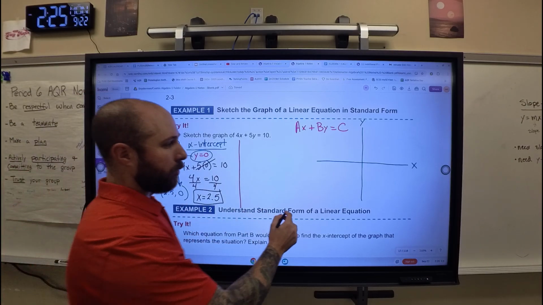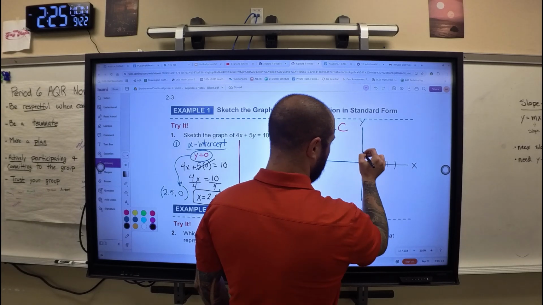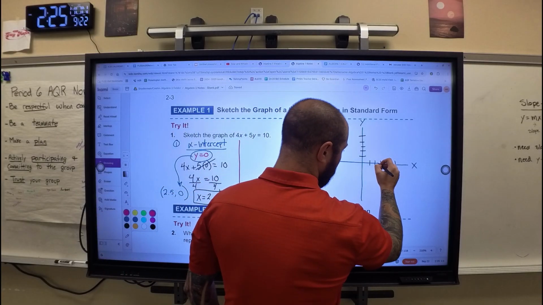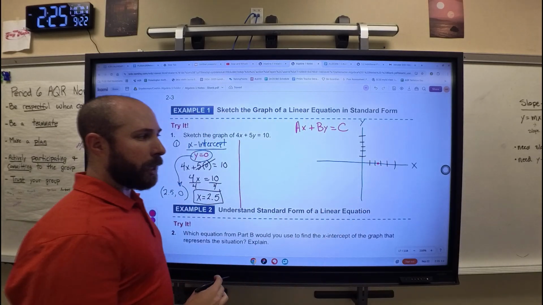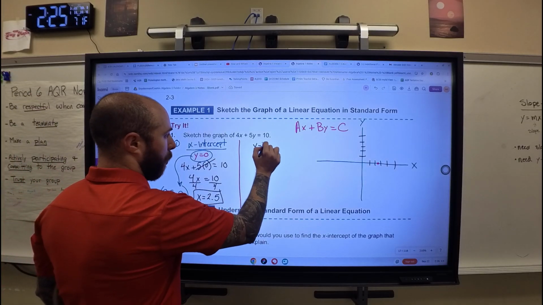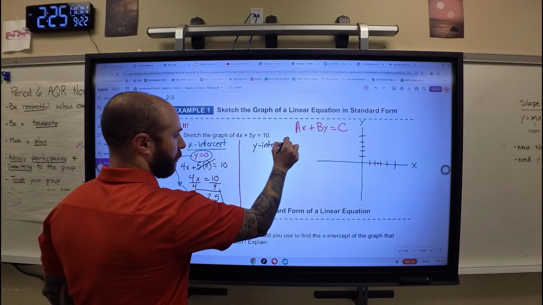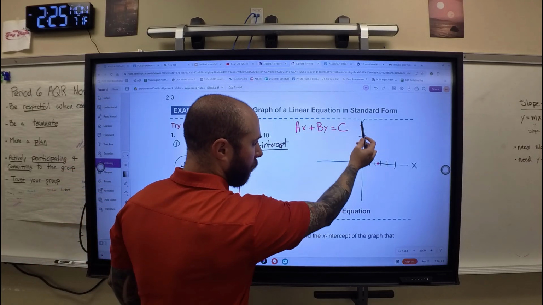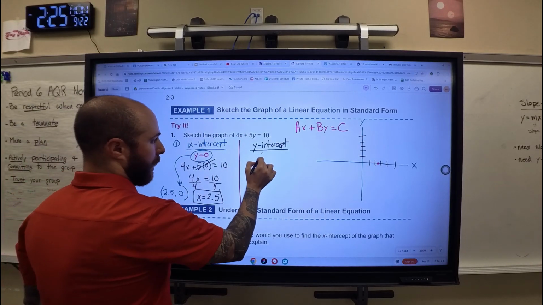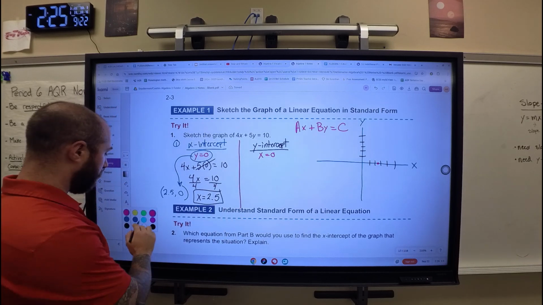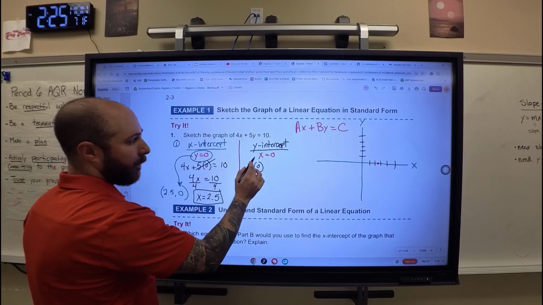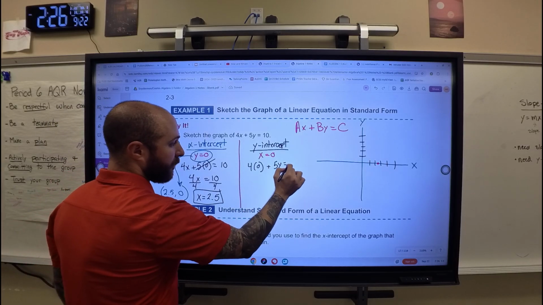So we can go over to our grid, and we can go over to 2.5, which is in the middle between 2 and 3, and put our x-intercept. And similarly, we can now find our y-intercept. And remember, the y-intercept is where the graph crosses the y-axis, which is whenever x is equal to 0. So we're going to let x equal 0 now in our equation, which means we now have 4 times 0, because that's our x value, plus 5y equals 10.